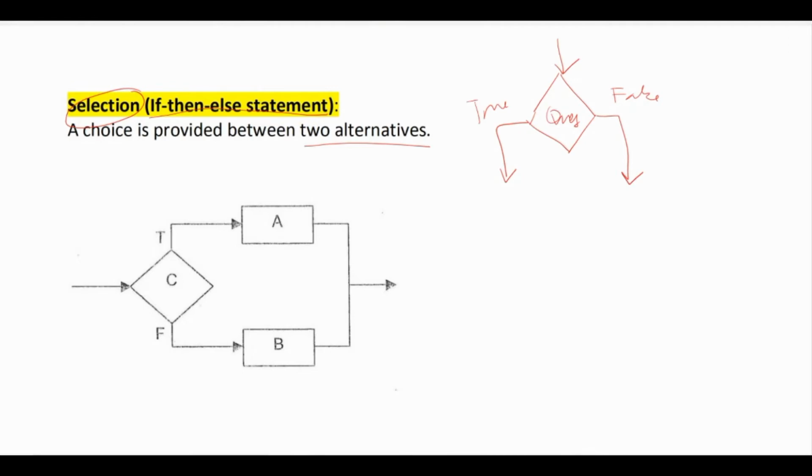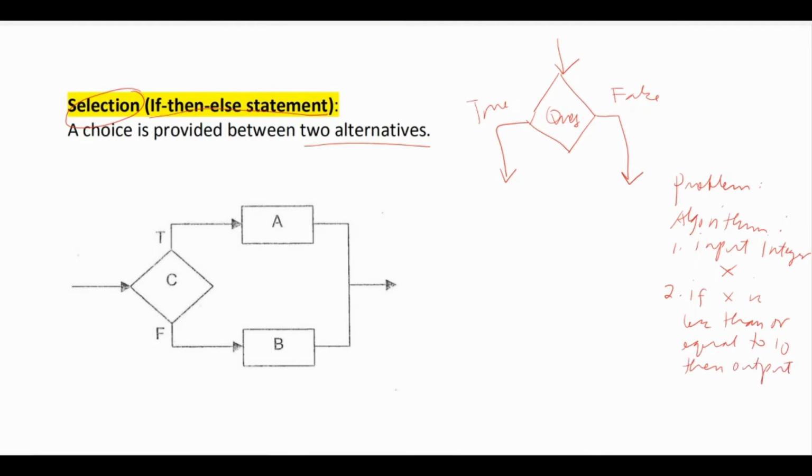And so for example, if we have a problem to input an integer and identify if it is less than or equal to 10 or greater than 10. If that is the problem, then in our algorithm, first, input integer x. Second, now that we have x, we would be saying if x is less than or equal to 10, then output or display the statement x is less than or equal to 10. You continue with else.